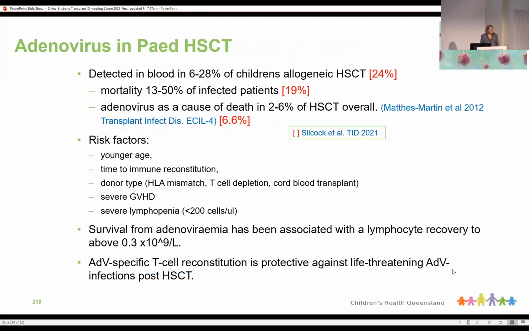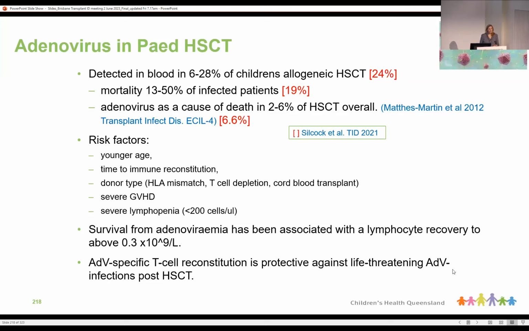So what about pediatric adenovirus within the transplant population? I've got some figures here which look at the literature as a whole, and the figures in red with the brackets there are our own local figures. We looked at our experience within about 450 pediatric transplants from 10 or 15 years. Robin Silcock, our current ID fellow, has put them all together, and we published them a few years ago.